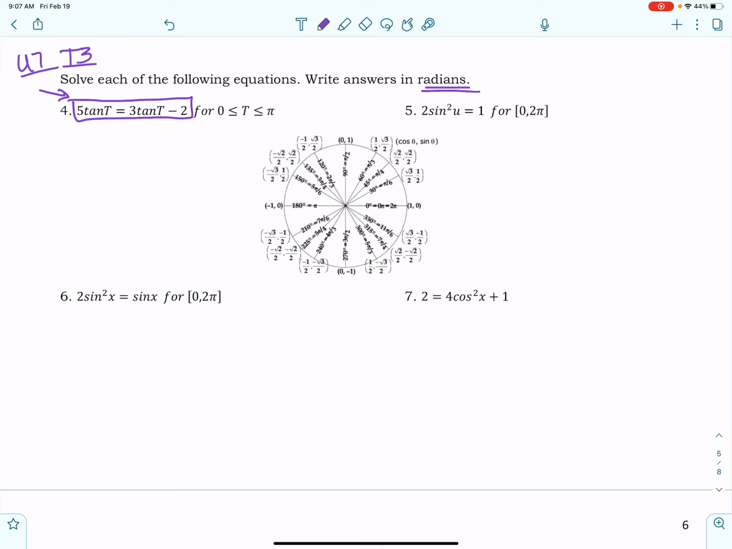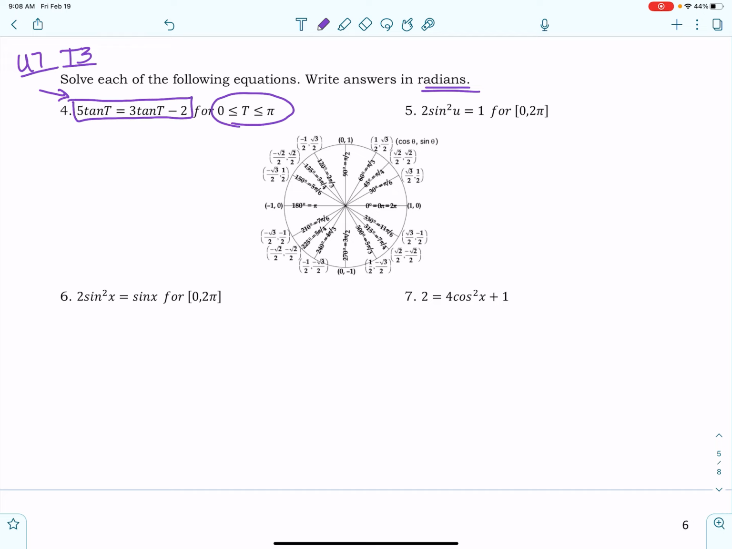The next thing I want you to notice is that there is a restriction here. We are restricted between 0 and pi. So I will show you what that looks like on your unit circle here in just a moment. Okay, so the first thing I'm going to do is algebraically change this.